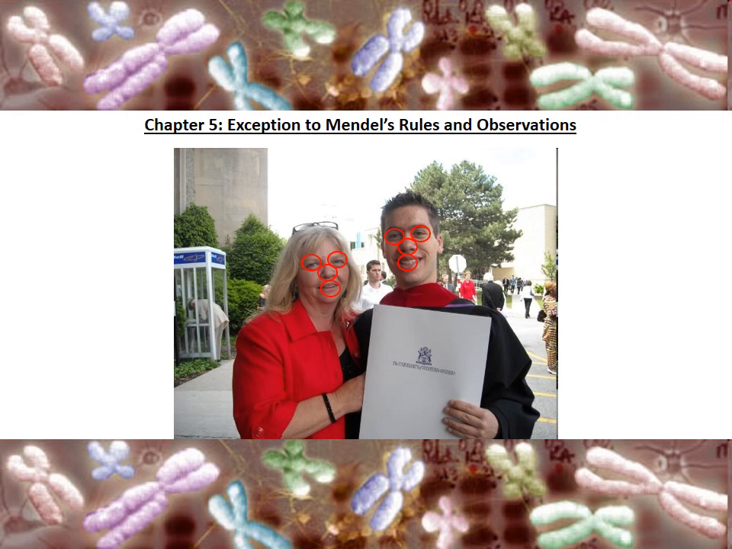Now, genetics is not always that simple. There's a lot of exceptions to those rules, and if Mendel had encountered those exceptions, then his results might have been more difficult to interpret. So we're going to go over some of those exceptions today and do some problems involving those exceptions.